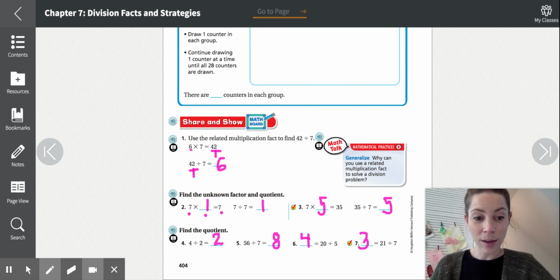How'd you do? I think you guys probably did pretty well. If there were any mistakes, make sure that you draw pictures to help yourself without any guessing.